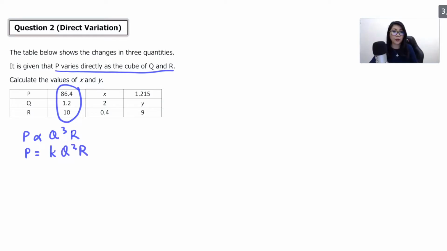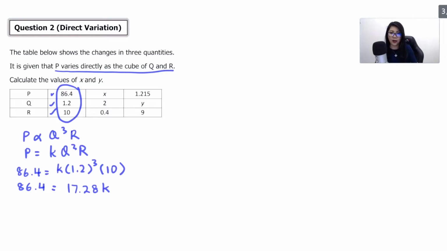Then after that, I'm going to substitute the values of P, Q, and R for us to find K. So P is 86.4 equals to K. Q is 1.2 cubed, and then R is 10. So we use the calculator. Calculate 1.2 and then cube, and then after that times 10. So we get 17.28. So we have 17.28 K.